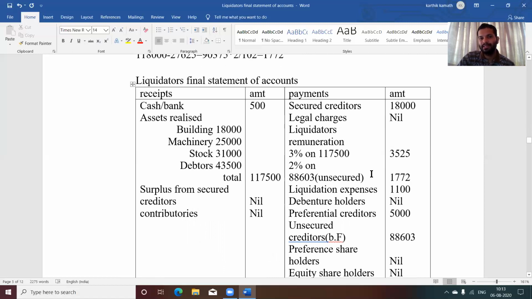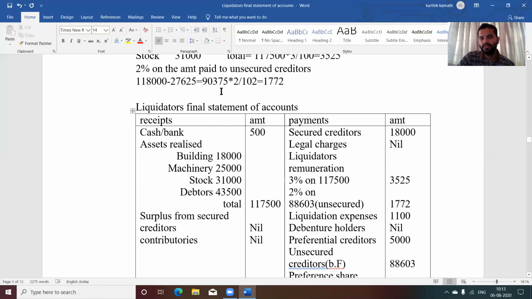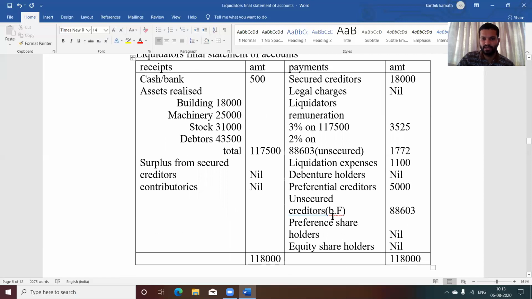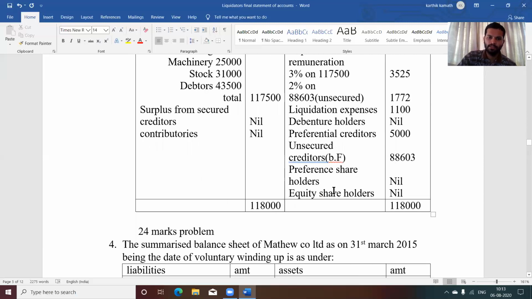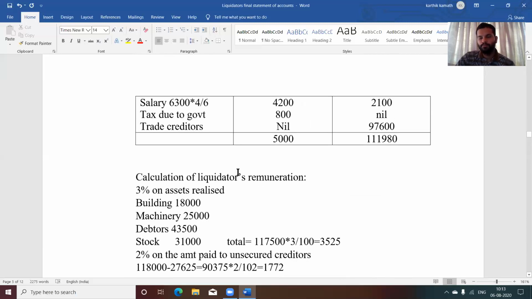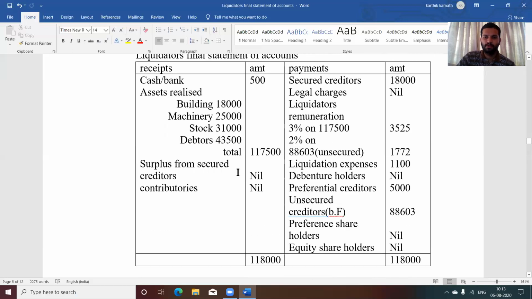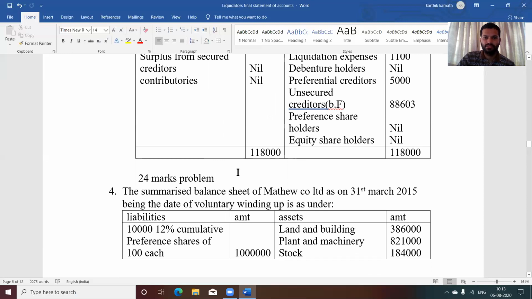Now you can easily calculate the balance available for the unsecured creditor, that is 90,375 minus 1,772, or else receipt minus payment side, final balancing figure 88,603. So this is how we are going to solve the 12 mark problem. This is a very basic problem with some adjustments. So you can easily solve this type of problem if it comes in the examination.